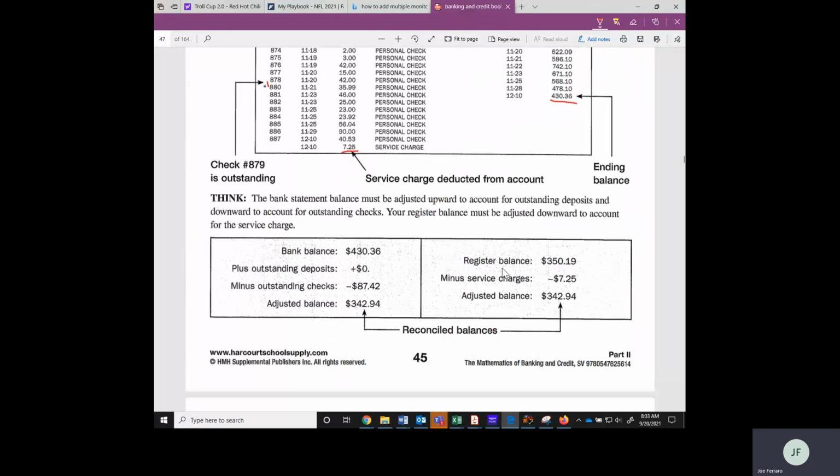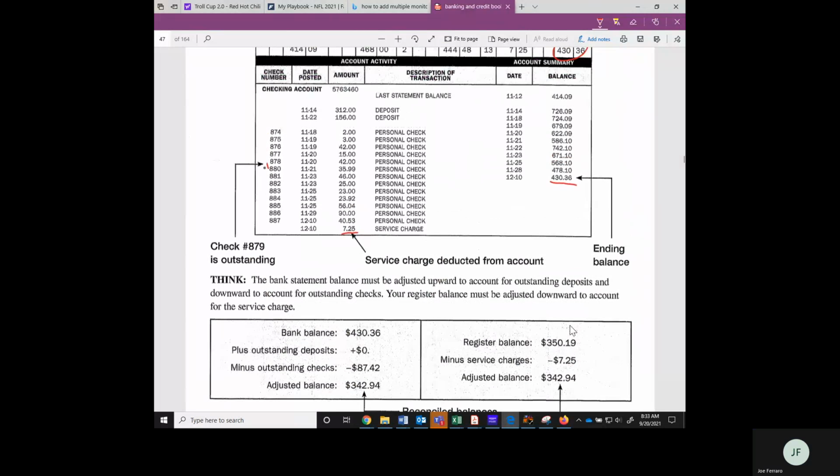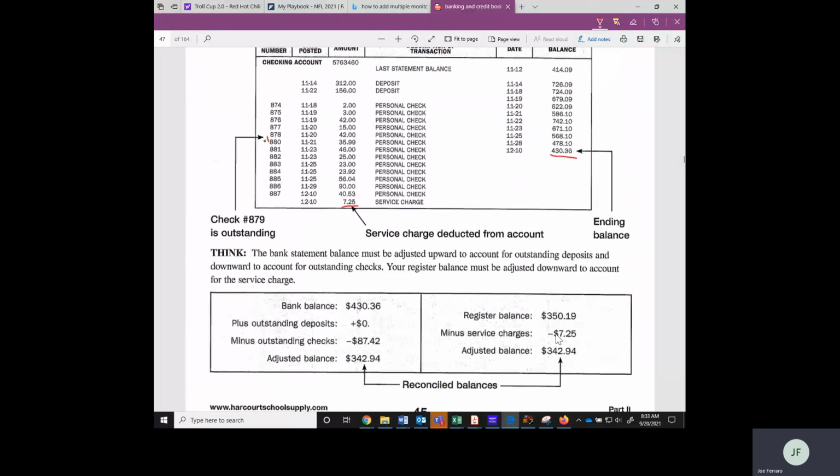Then you have to adjust, if needed, your check register. It says our check register shows $350.19, which we got from up here. We didn't have a service charge recorded yet, because usually they put that right at the end of the bank statement, whatever date they come out with it. So we need to subtract that. Now you can see $342.94 and $342.94, they are equal. So that means that is good.